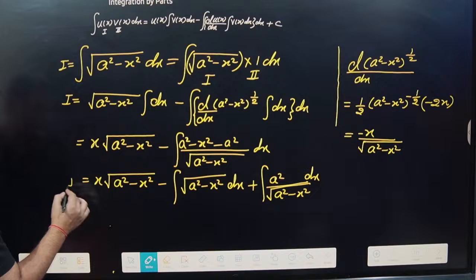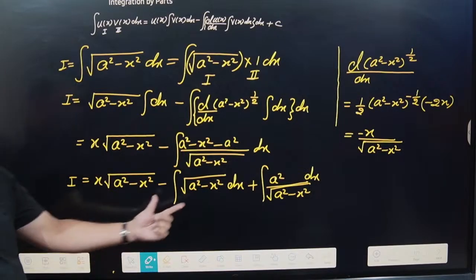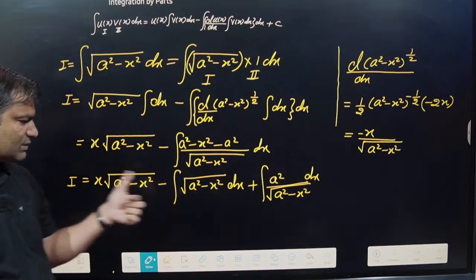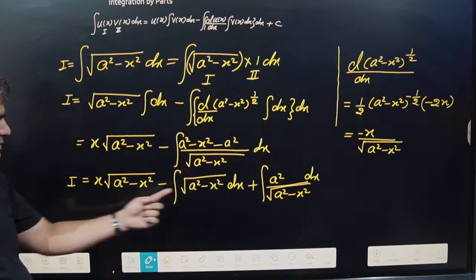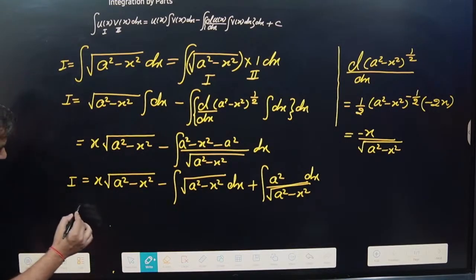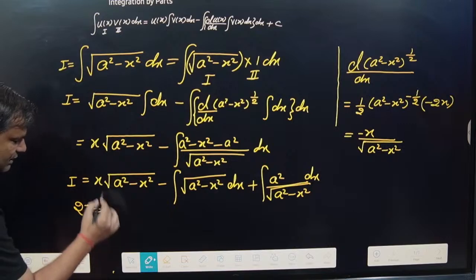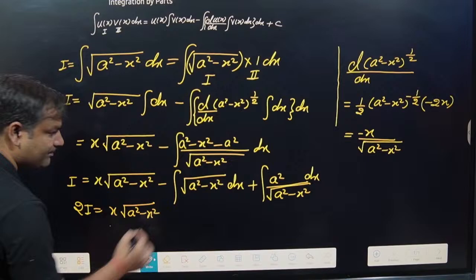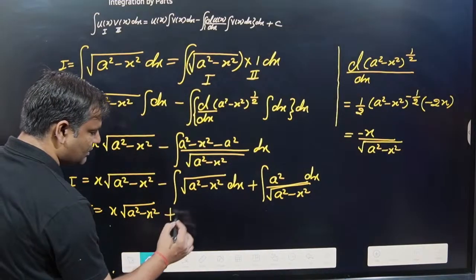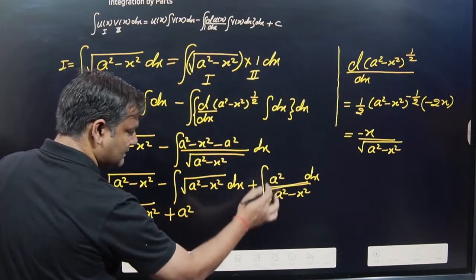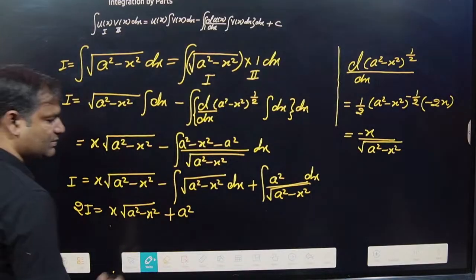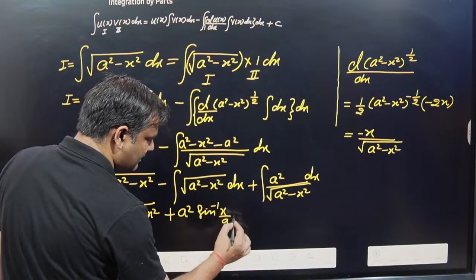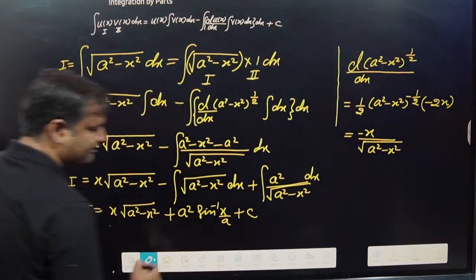Now this one is I, this one is also I. Okay, so if this one goes to the left hand side, I plus I, that is 2I. So 2I will equal x under root a square minus x square, and what about that value here, a square, the integration of this one is sine inverse x by a, and after that we write c. Clear?